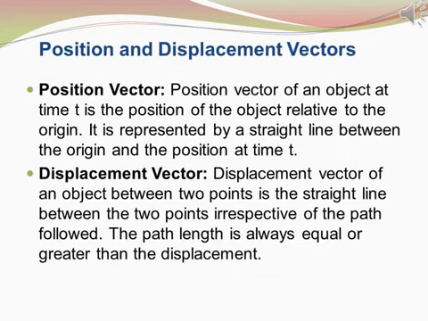Then, what is the displacement vector? Displacement vector of an object between 2 points is the straight line between these 2 points, irrespective of the path followed. The path length is always equal to or greater than the magnitude of the displacement vector.